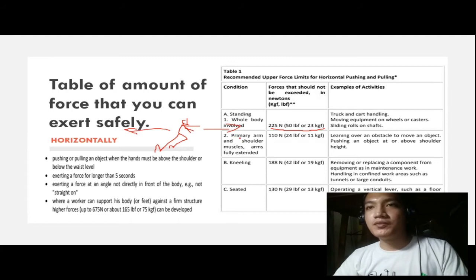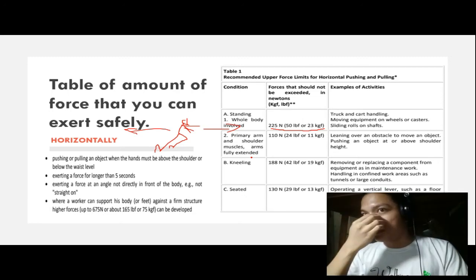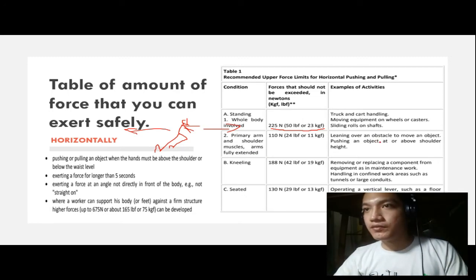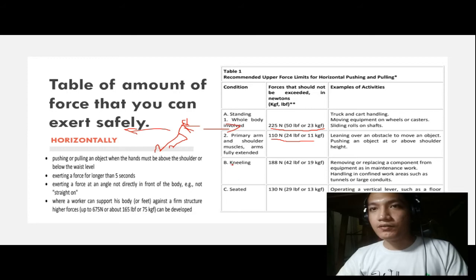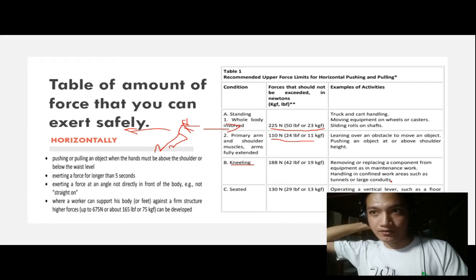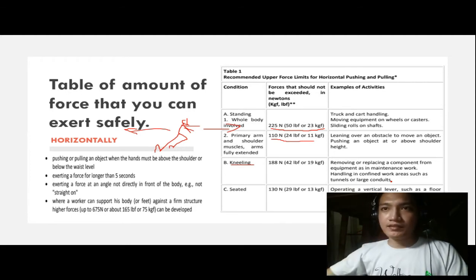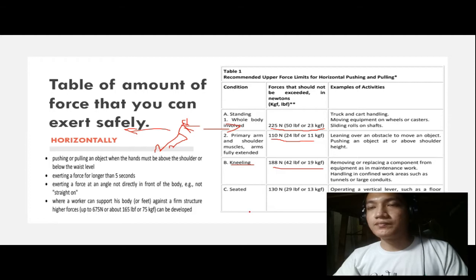Doon naman is number 2 is primary arm and shoulder muscles. Arms fully extended. So, leaning over an obstacle to move an object. Pushing an object at or above shoulder height. Kailangan hindi ka maglampas na 110 newtons. Kneeling o kung nakaload ka. Removing or replacing a component from equipment as in maintenance work. Handling in confined areas such as tunnels or large conduits. Kailangan di ka maglampas ng 188 newtons.